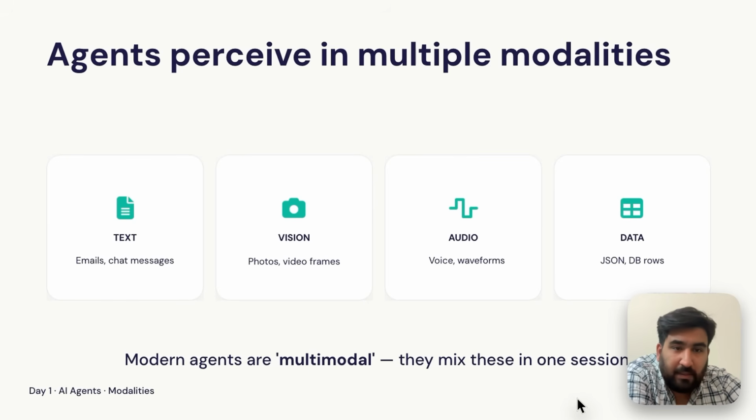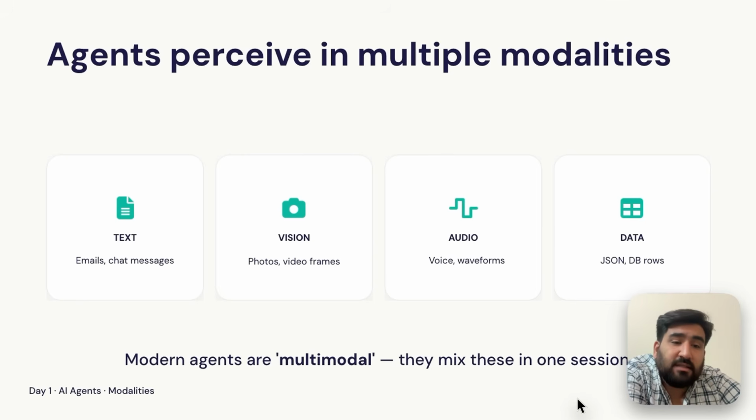Look at these four cards on the screen. Text could be emails, chat messages, code, documents, PDFs. Vision, for example, could be photos, video frames, screenshots, scanned receipts, and so on. Scanned PDFs are basically images of text. Audio like WhatsApp voice notes, phone calls, podcasts, music, and so on. Similarly, we could have data, which could be a CSV file, JSON dump, MongoDB dump, or any database dump, JSON responses from an API, payloads, database rows, spreadsheets, and so on.